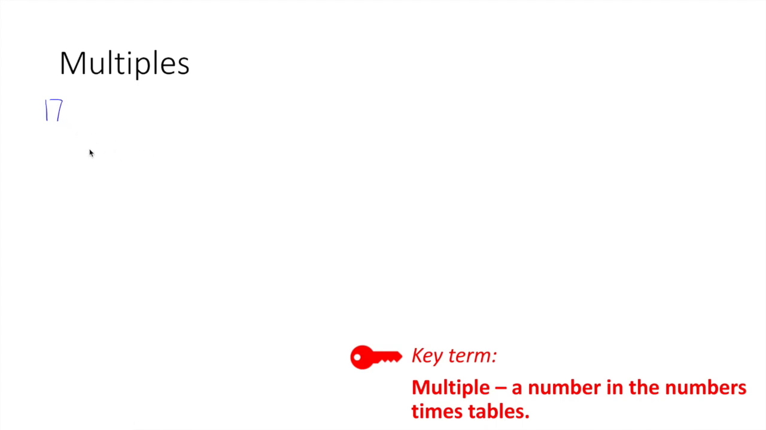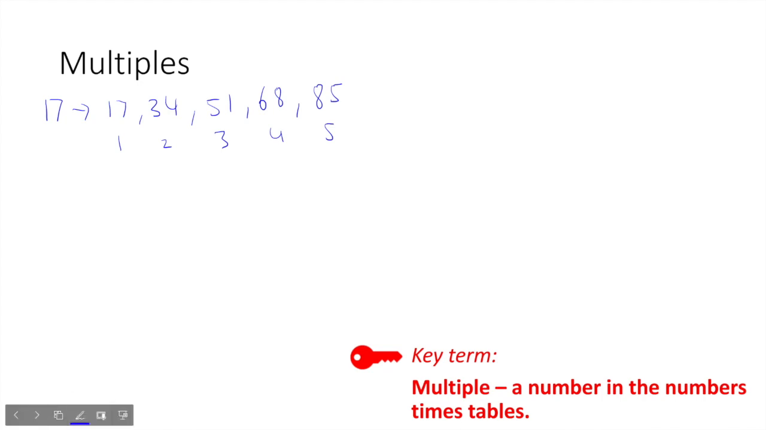Alright, let's say the first 5 multiples of 17 are 17 itself, 34, 51, 68, and then 85. Okay, so this is very simple. This is 1 times 17, 2 times 17, 3 times 17, 4 times 17, and 5 times 17. Alright, so these are multiples. That's all there is to it.